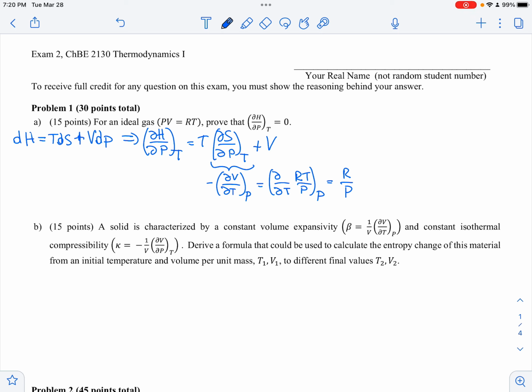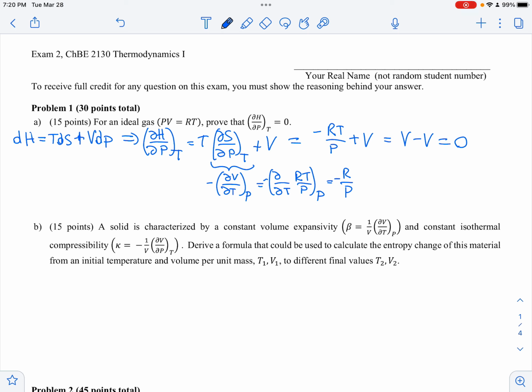And sorry, I forgot the negative sign here. And so if you plug the R over P in here, this is going to equal minus RT over P plus V. But RT over P, according to the ideal gas law, is just V. So this is V minus V, which is 0. So that actually solves the problem.